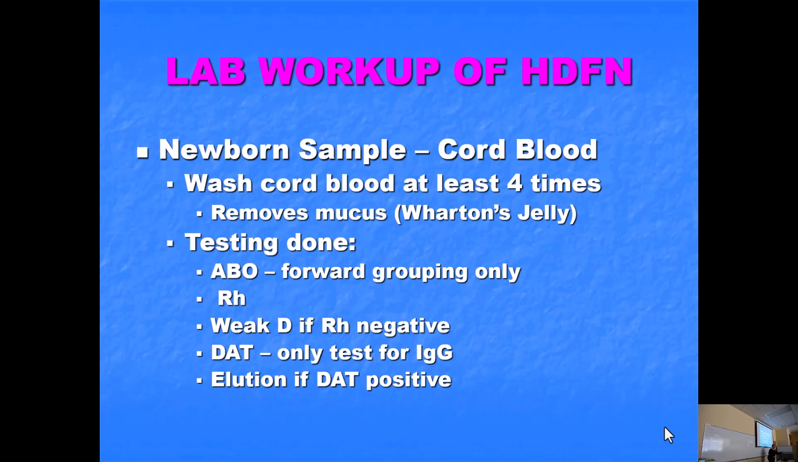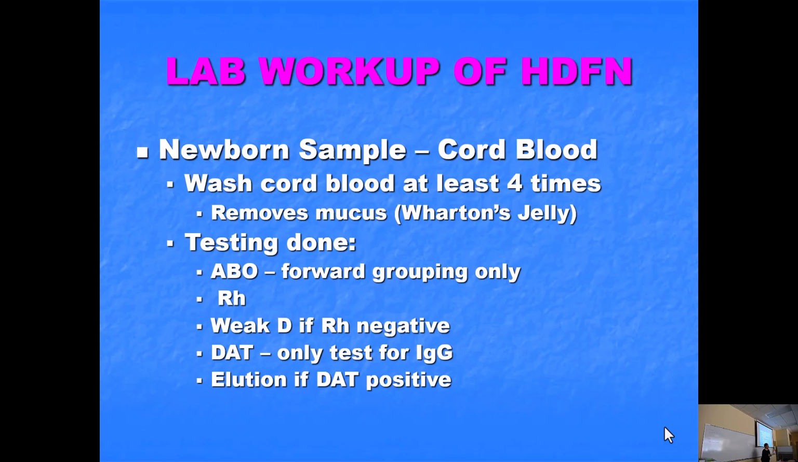Then, on the baby, we're going to do an ABO, forward grouping only. We don't have any plasma or serum on the baby. We just have this cord blood. So forward typing only. We're going to do RH. If baby is RH negative, we're going to run the weak D. So we don't do it on mom, but we do it on baby. Because if baby is weak D positive and mom is D negative, she could still be producing antibodies to whatever's causing that weak D positive.